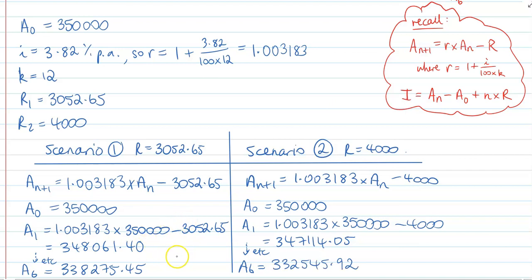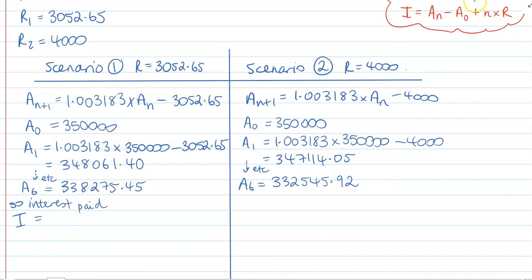Okay, so even without looking at the interest that's been paid, you can see that in scenario 2, he owes a lot less money after 6 months than in scenario 1. Okay, let's go and work out how much interest has been saved from this now.